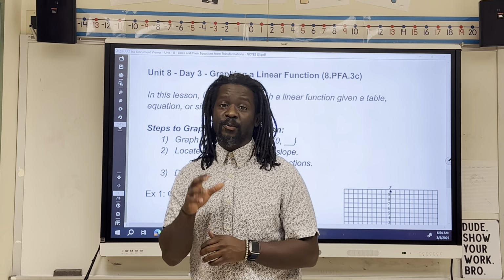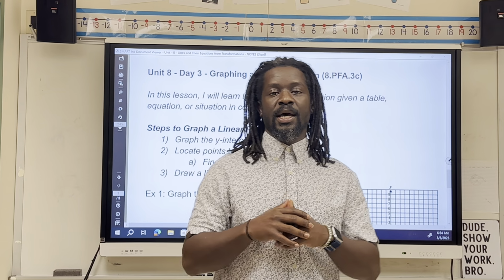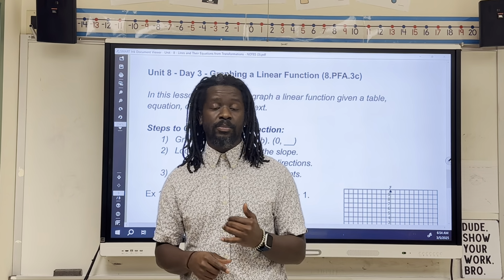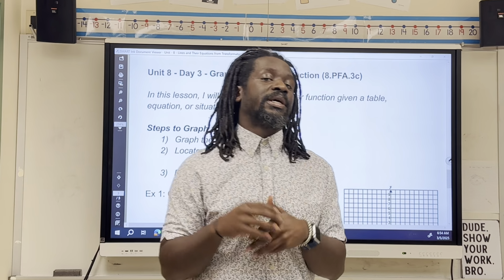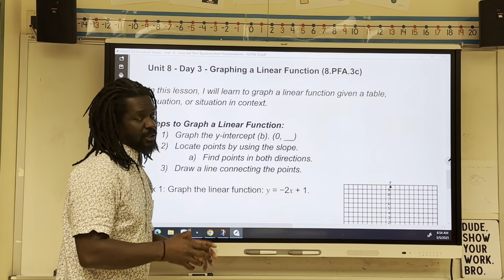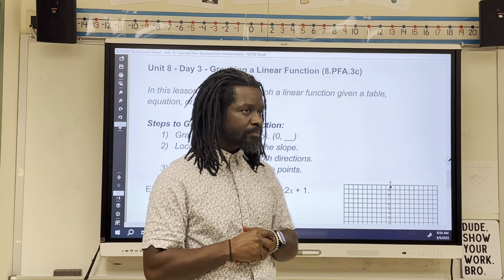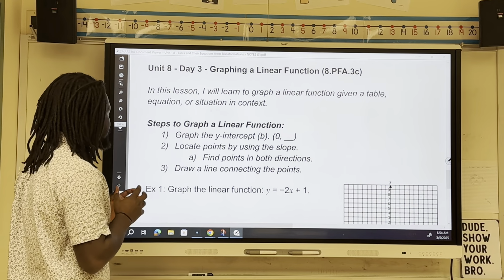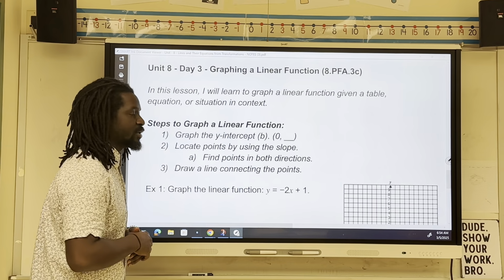In today's lesson, we are learning to graph linear functions, whether it is given in a table, a real-world situation, or an equation. All right, and so we're going to start by giving some steps or guidelines for graphing. This is namely when you have an equation, but we'll talk about how to do some of the other ones.